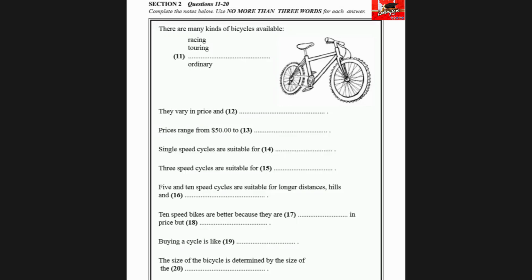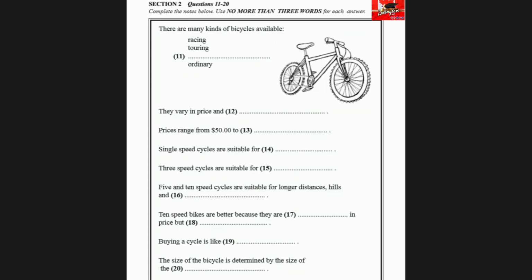3-speed cycles, on the other hand, are all that is really necessary for most town riding, going to the shops and things like that. Like the single-speed bike, they're simple and reliable. If you are going to be going up and down lots of hills, then you'll probably want something more efficient.